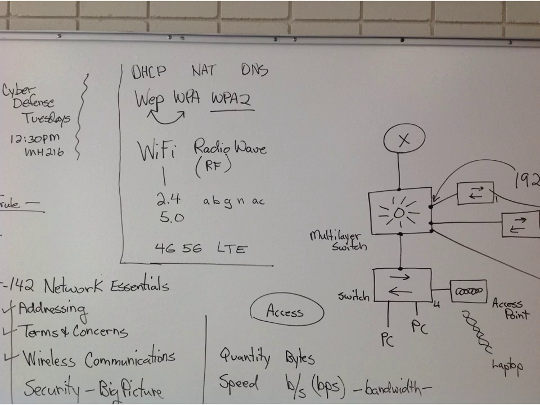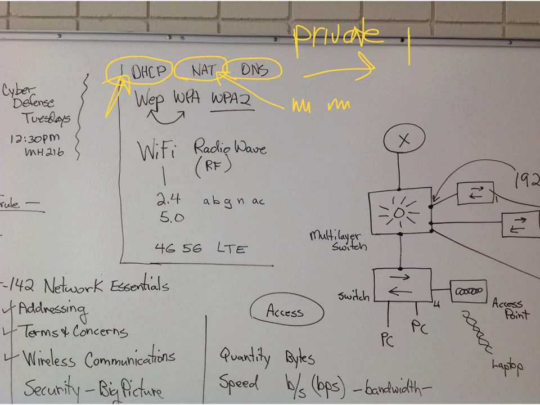We should know, not necessarily experts at configuring it at all yet, but we should know what DHCP is, network address translation, and domain name services. Dynamic Host Configuration Protocol, so automatically get an address. Network address translation converts addresses from one network to another. For example, for going out to the internet, you go from a private address internally to using a public address out on the internet.